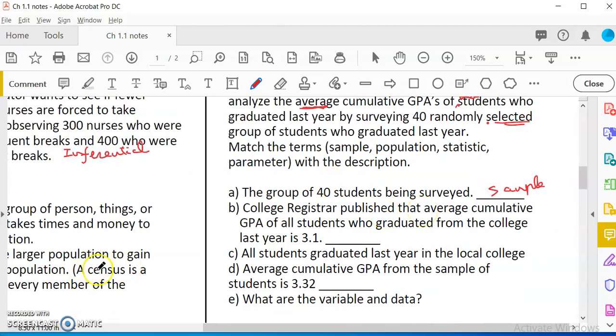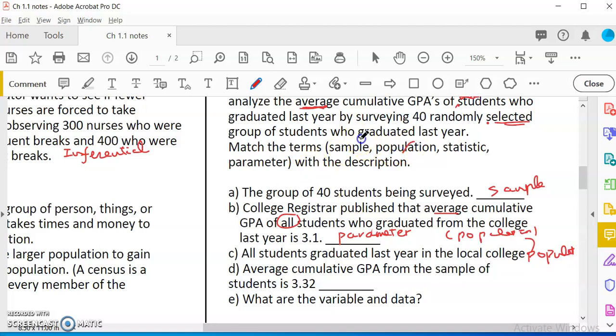And then B, the college registry actually published the average cumulative GPA of all students. So they actually do not need your study. They actually publish that last year's graduating students' average GPA is 3.1. So this number is a parameter because the registrar has all the data values and it's from a population, right? So from a population, this must be a parameter. All students who graduated, that is the population.